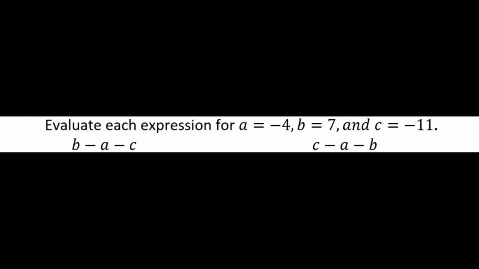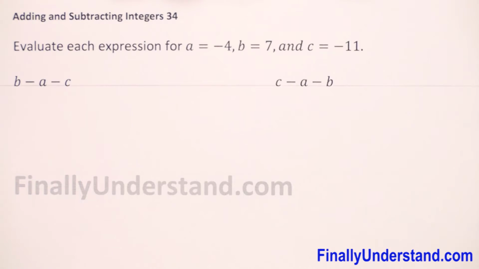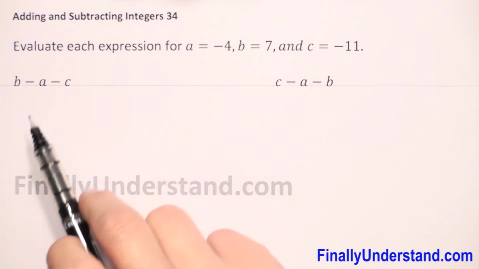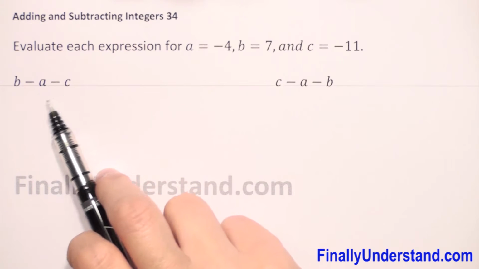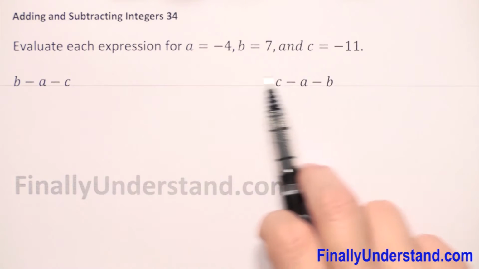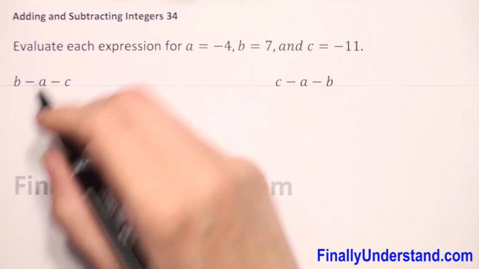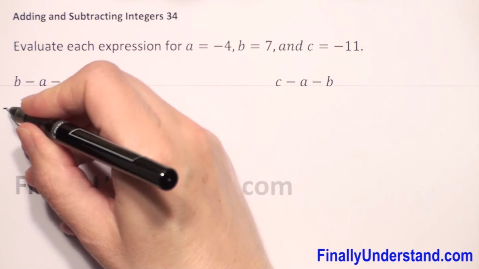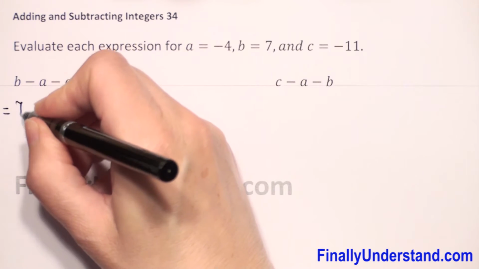Evaluate each expression for a equals -4, b equals 7, and c equals -11. First expression is b minus a minus c. So first we have to substitute every variable by the given values. So b, let me write this, b is 7, so we have 7.